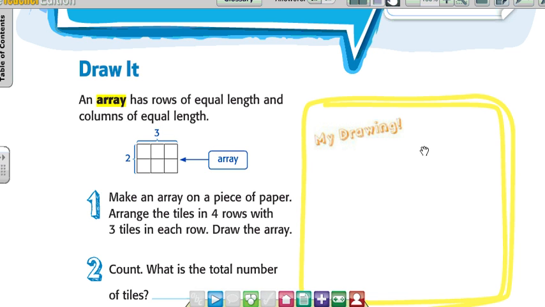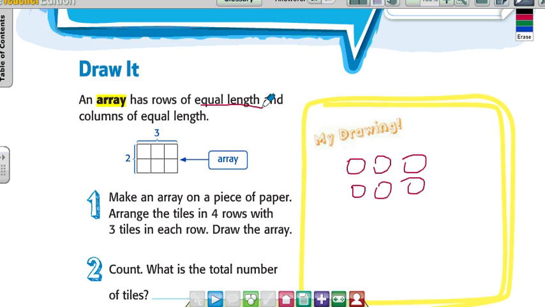So basically, I could have an array of circles like that. It doesn't matter. I can have an array of stars. I could have an array of triangles, or I could have an array of squares. As long as the rows are of equal length and the columns are of equal length.